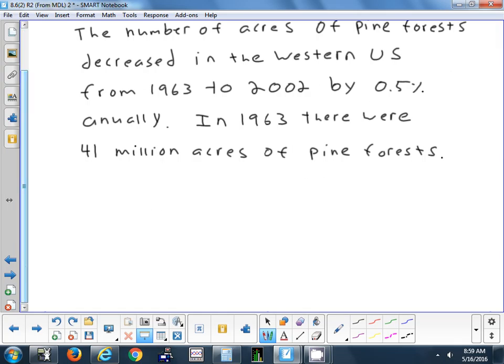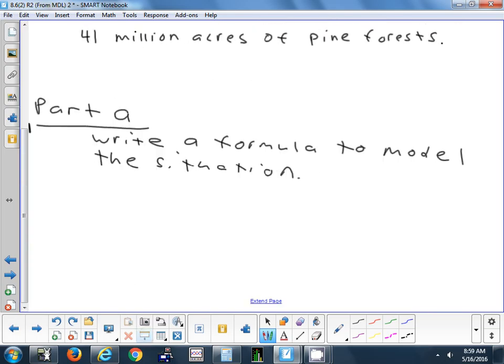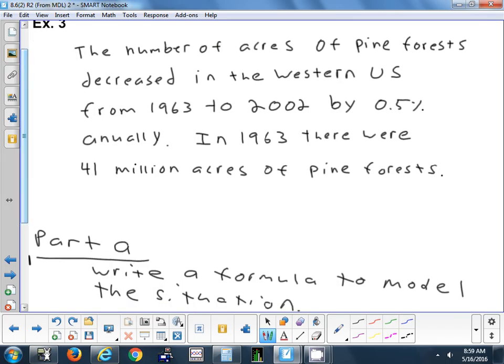First thing, let's write a formula to represent this situation. I'm going to call this part A. Write a formula to model the situation. Now, if this was on the test and they didn't tell you whether this was growth or decay, does anybody see a word somewhere in that problem that tells you this is about something going down over time? Everybody see? Yep. Decreased. Good. This is about something going down. We'd rather have more acres of forest, but it's going down over time.